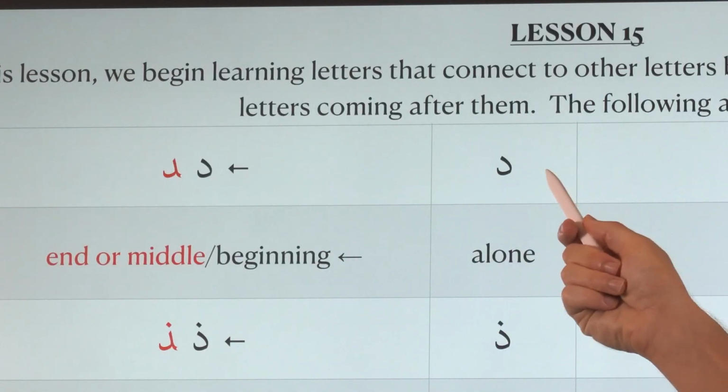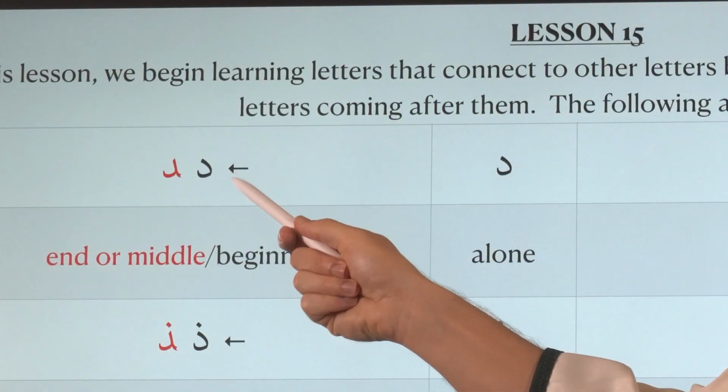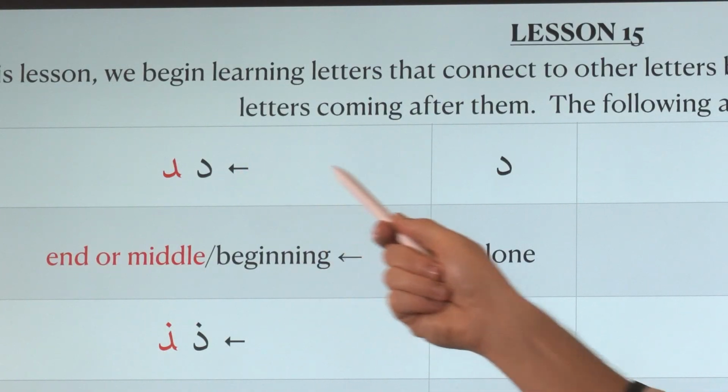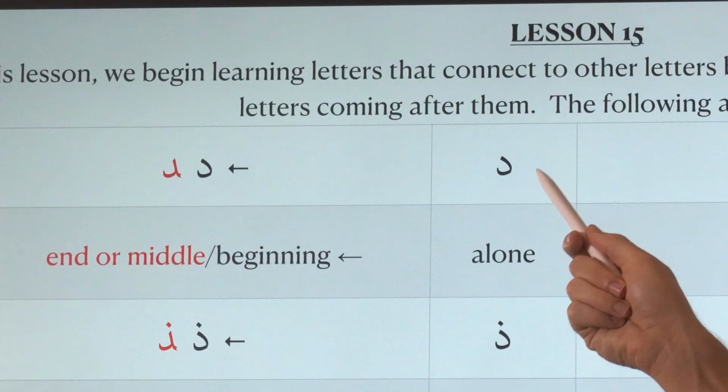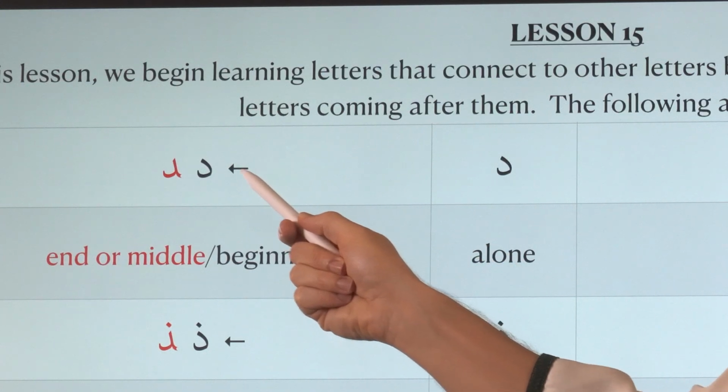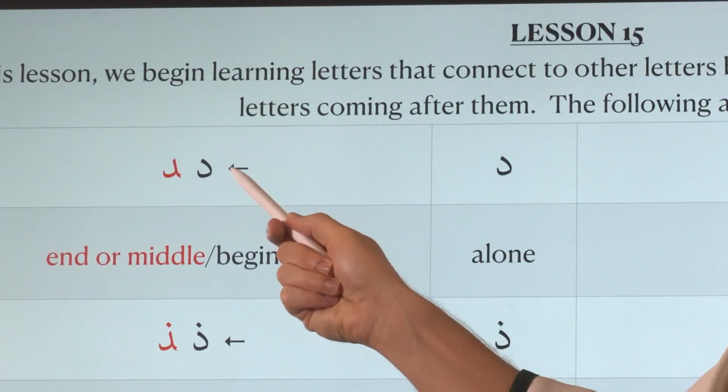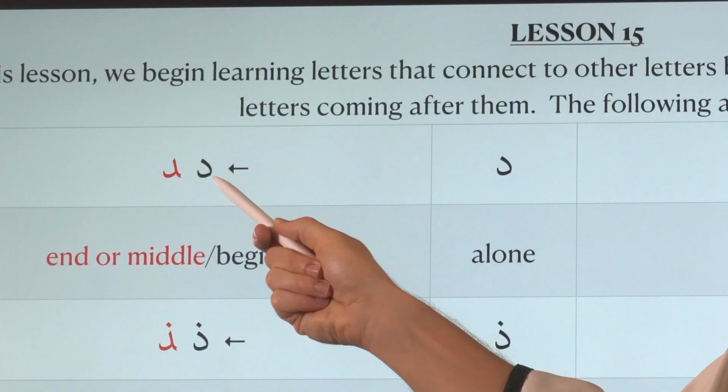So this is how the letter Dal looks alone. This is how the letter Dal looks when it's in the beginning. And as you can see, it's identical to how it is when it's written alone. And that's because since it's in the beginning, there's no letter connecting to it, and the Dal will never connect to a letter after it.